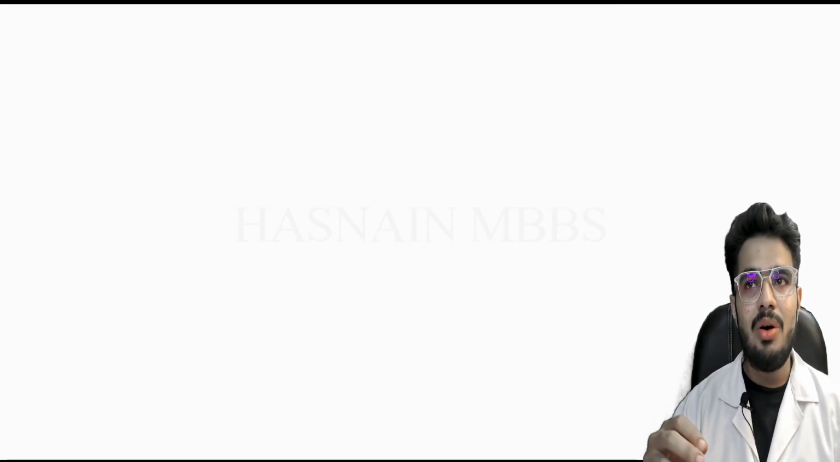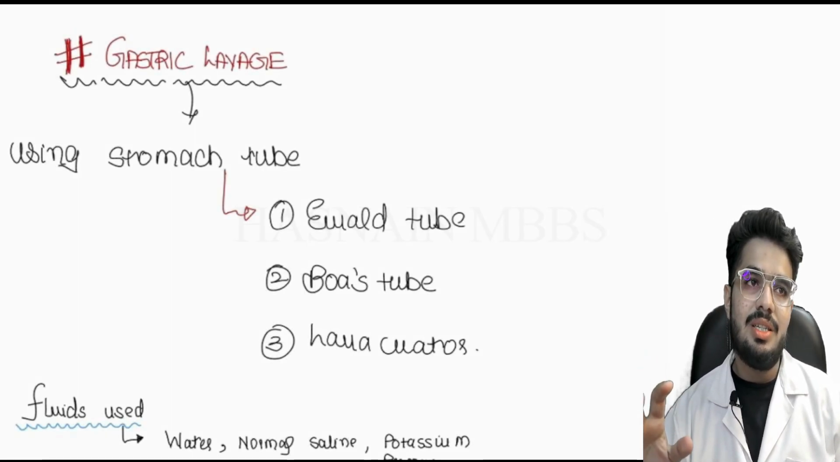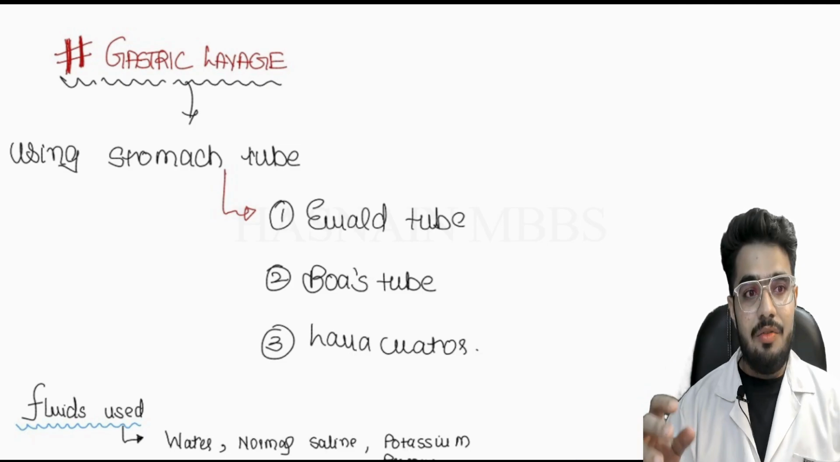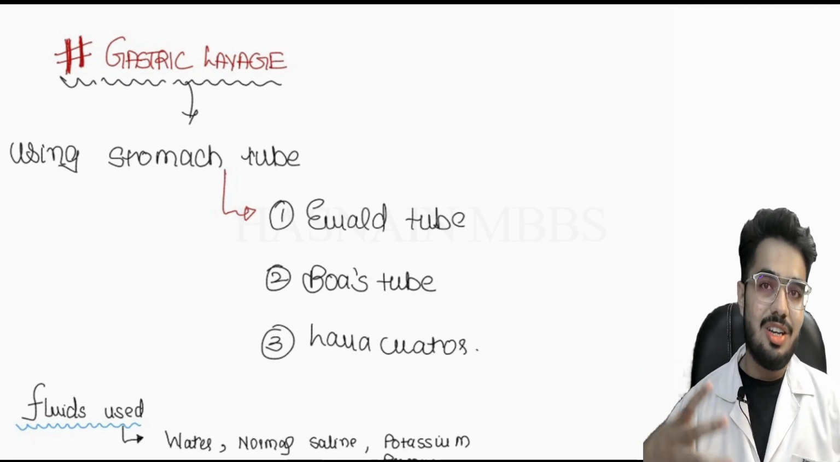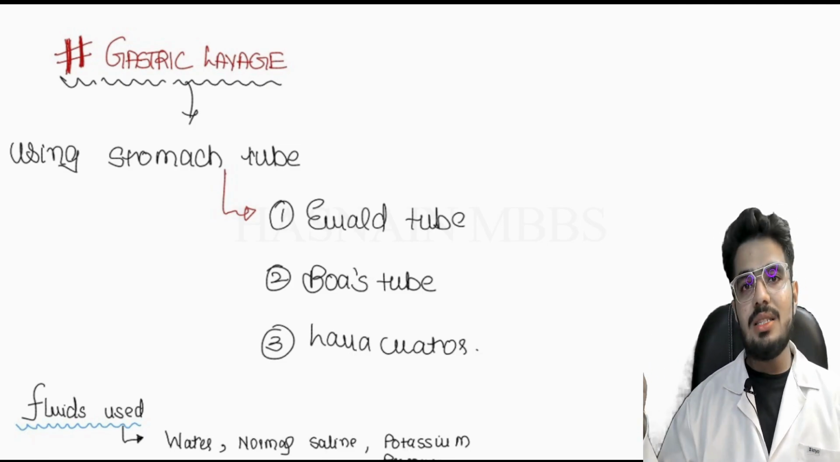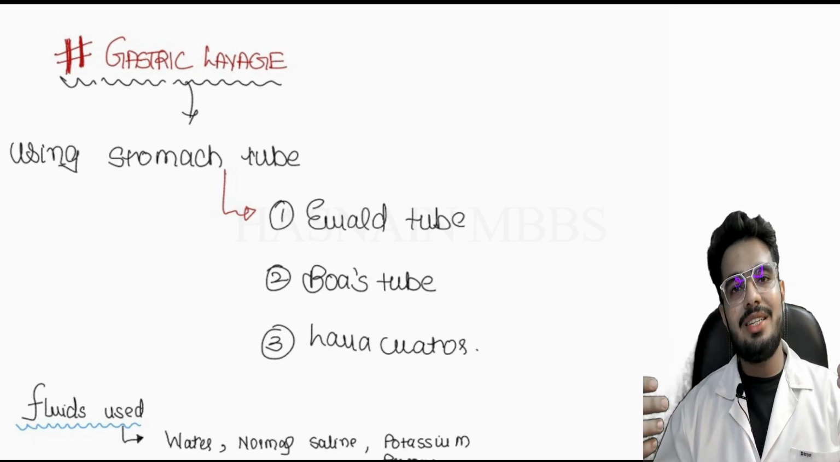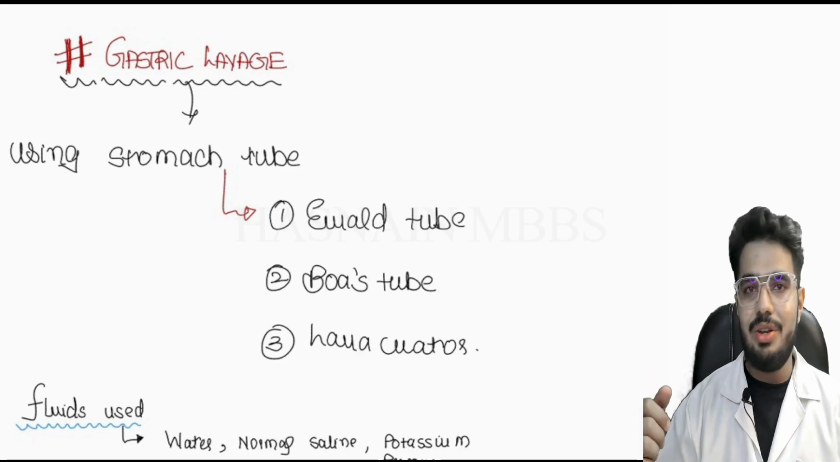Now let's talk about gastric lavage. How can we do gastric lavage? Gastric lavage is done using a stomach tube. Examples are Ewald tube, Boas tube, and lavacurator. And fluids are used in gastric lavage. In simple words, a tube is inserted inside the stomach, and fluid is withdrawn.